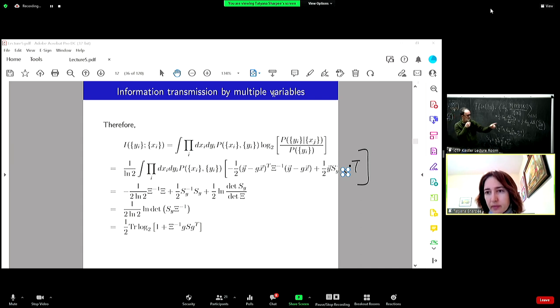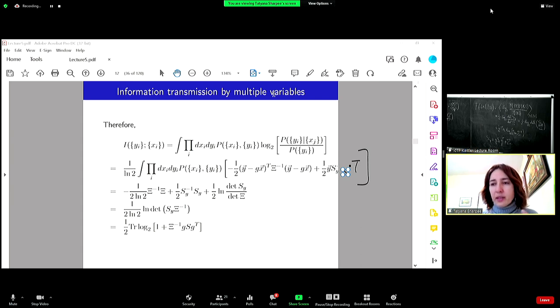So that the log of the determinant is the trace of the log is clear to anyone. So the way to think about this is that the determinant is the product of the eigenvalues. The log of the determinant is the sum of the log of the eigenvalues, which is exactly equal to the trace of the log of the matrix, which is the log of this matrix here. Okay?